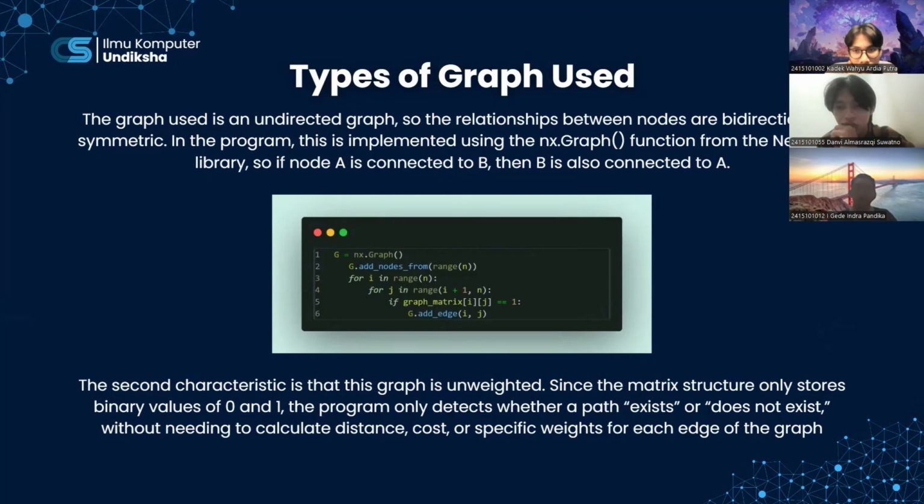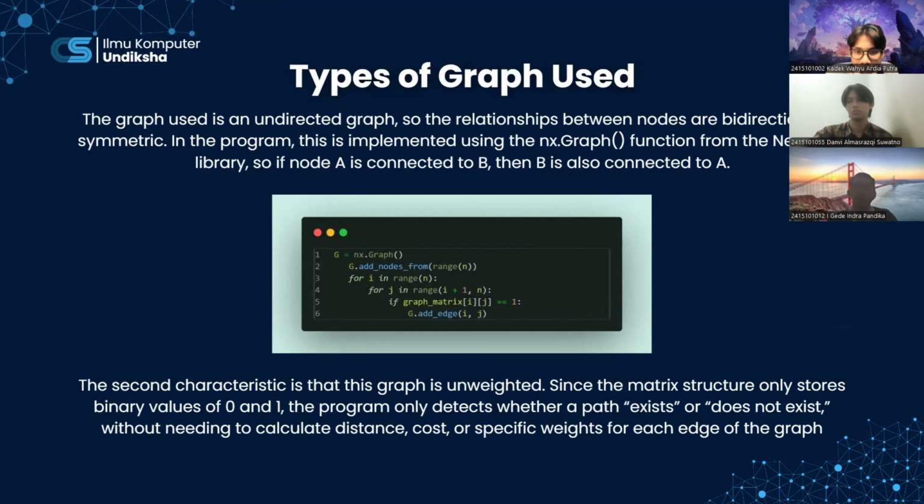Based on the program code we designed, the resulting graph has two main characteristics. The first characteristic is that it is an undirected graph. This means the relationships between nodes are bidirectional or symmetric. In the program code, this characteristic is implemented using the Graph function from the NetworkX library, as shown in this code snippet. So if node A is connected to B, then node B is automatically connected to A.